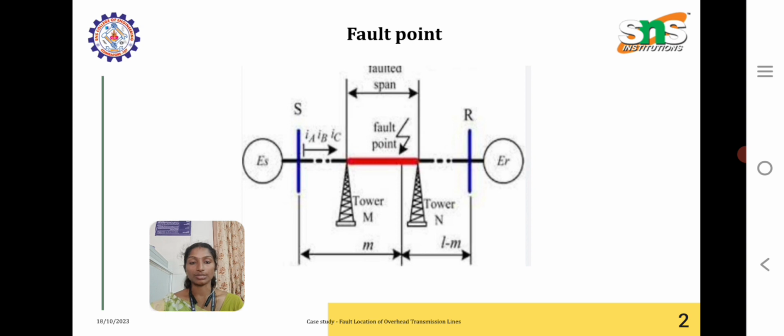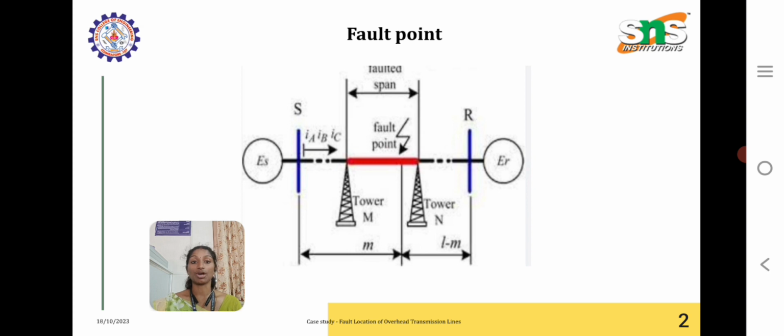Before going into the introduction, what is a fault point, where the fault has occurred? We have two towers, and in between we have a red line where the fault has occurred. There is a sending end voltage and a receiving end voltage, that is ES and ER. So from where do we get electricity? From any power station.